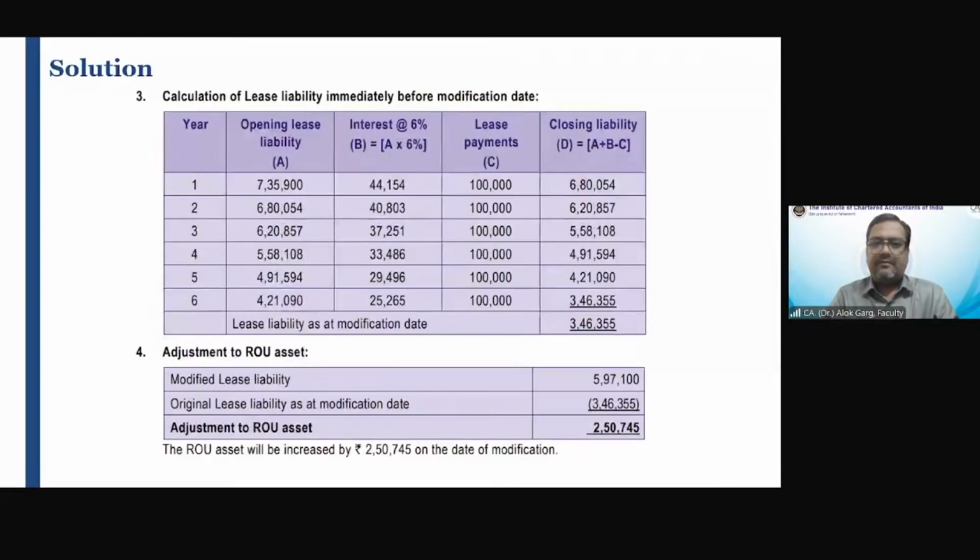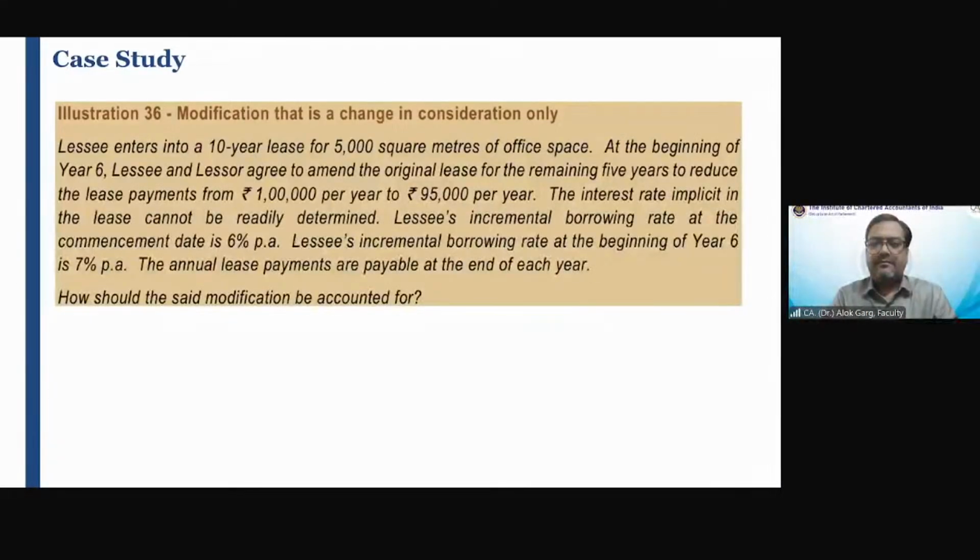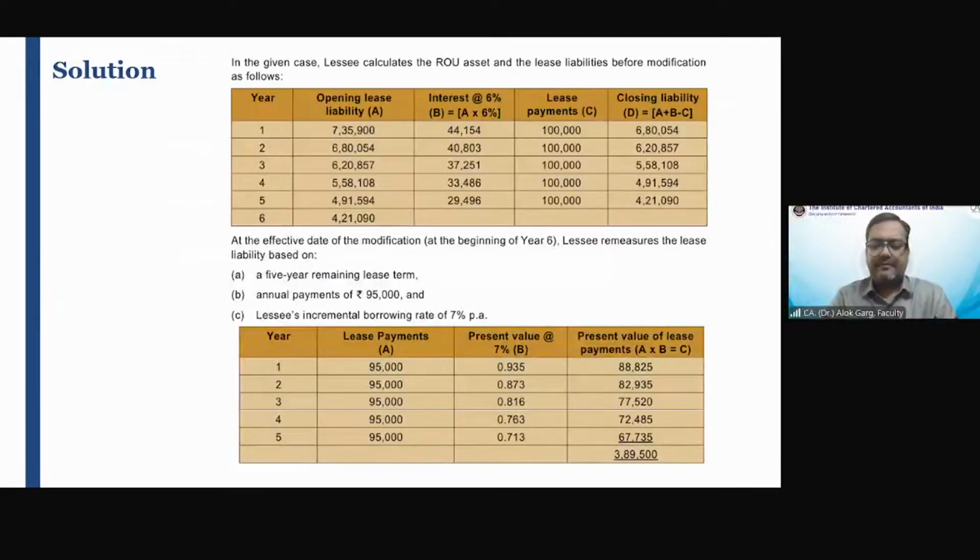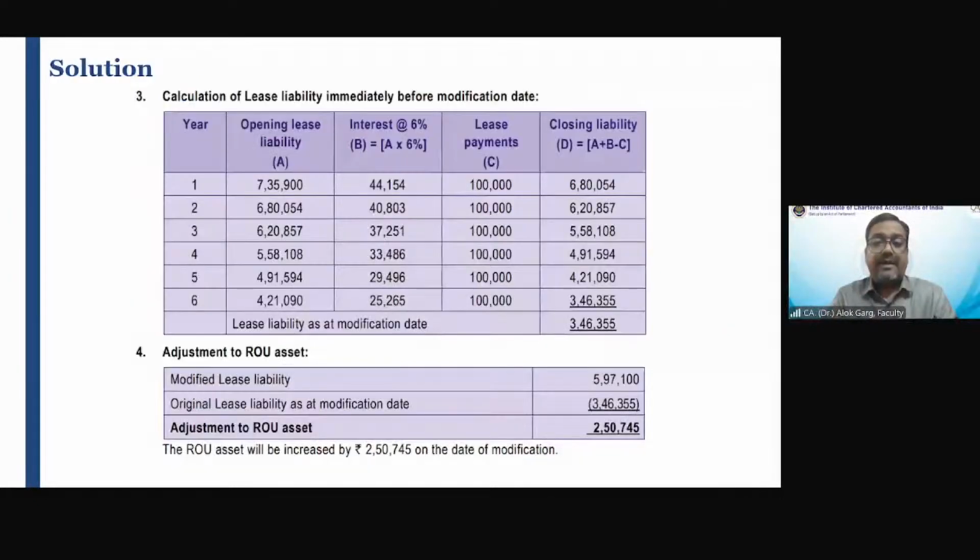Sir, sorry for disturbing. While we have compared the adjustment to the ROU asset, we have compared the present value of the lease payment after modification and the lease liability before modification. Can we compare these both? Because the first one, after modification, is the present value, and pre-modification it is the lease liability, which includes the interest component also. So can we compare these both on this basis?